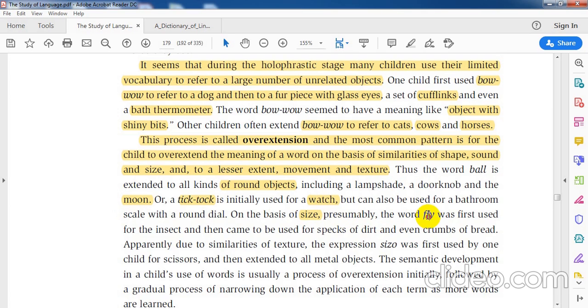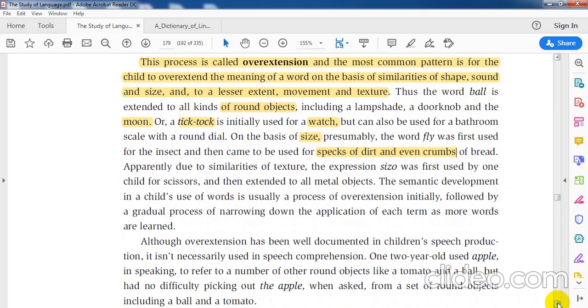Presumably, the word fly was first used for an insect, and then came to be used for specks of dirt, you see, and even crumbs of bread. So the child here is trying what? To use one word to mean different things. Basically, this is based on what?